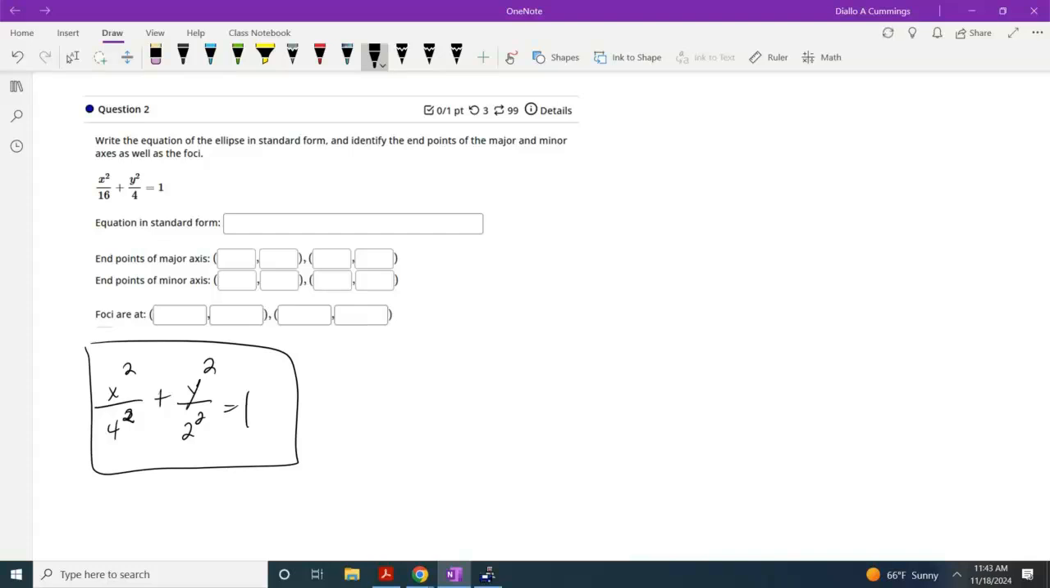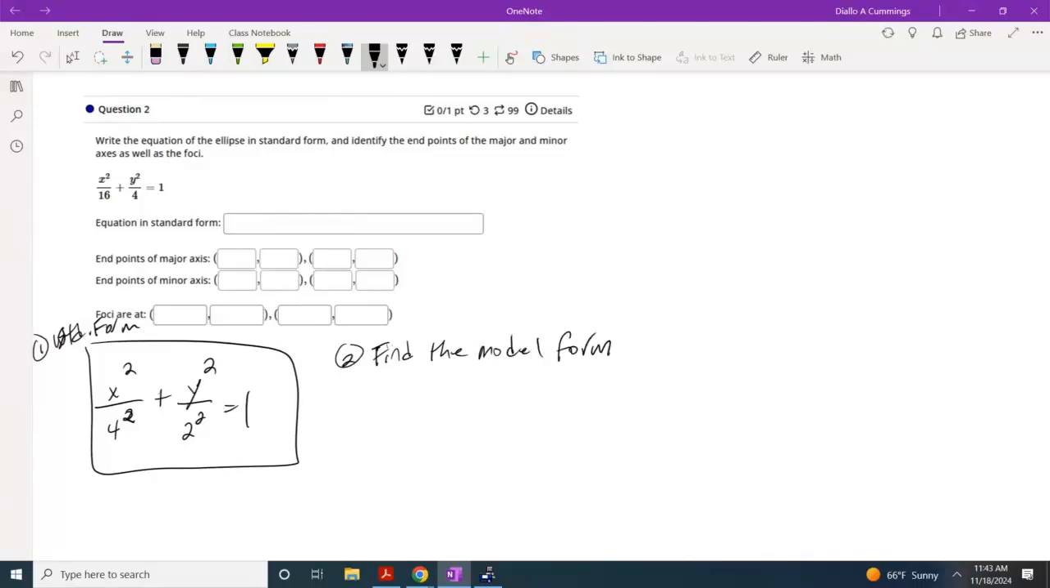So that's our equation. Next, we're asked to find the endpoints of the major axis. So once I put it in standard form, next I'm going to fit it to a model form. So one was writing it in standard form. The second thing we have to do is find the model form.